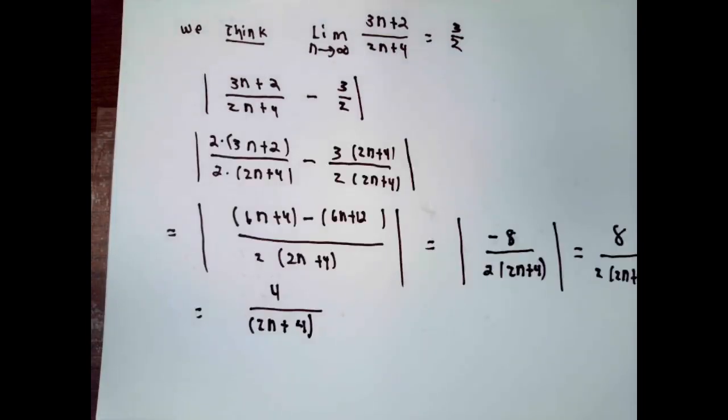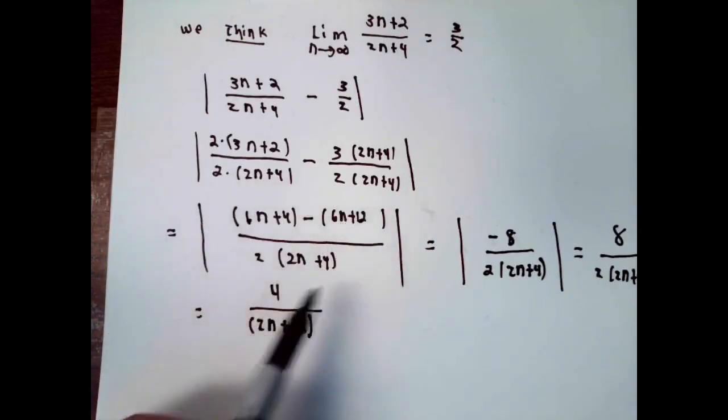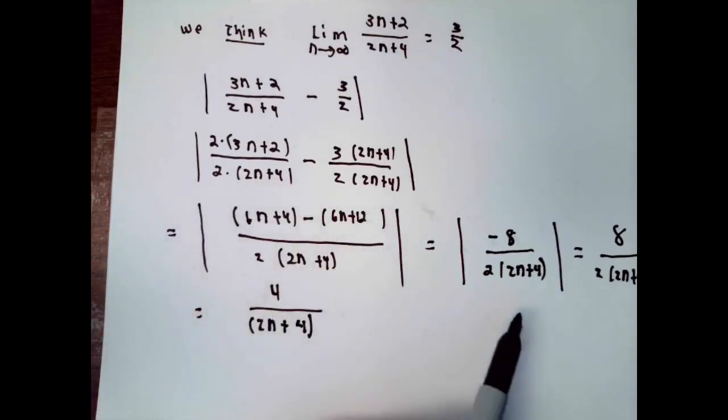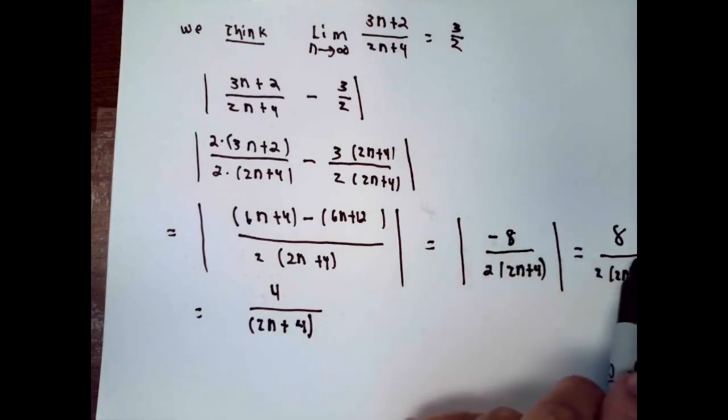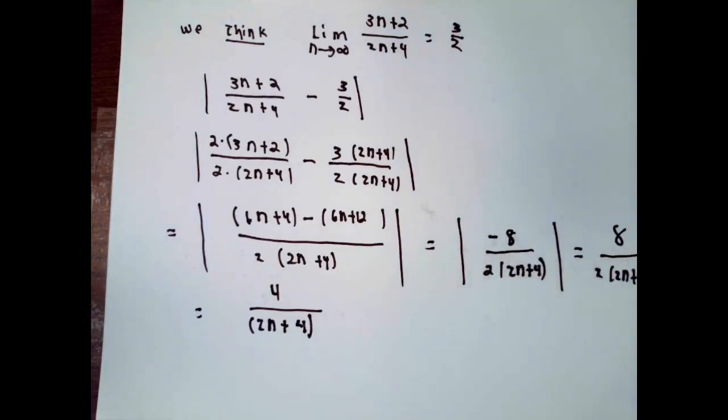What follows is just some algebra. I get a common denominator, I combine the fractions. 2 times 2n plus 4 is positive since n is positive. Absolute value of negative 8 is 8. This simplifies down to 4 divided by 2n plus 4. And that simplifies down to 2 divided by n plus 2.